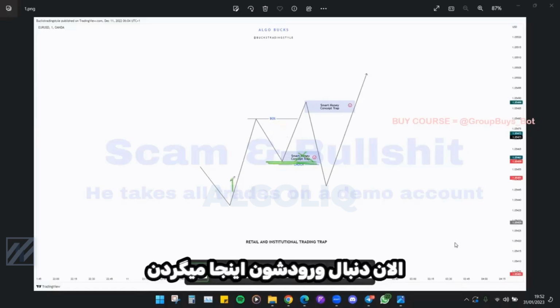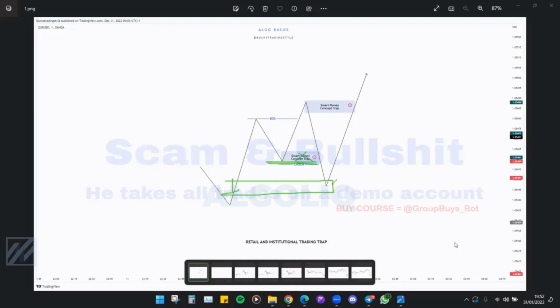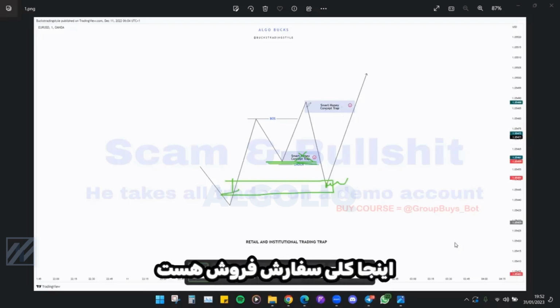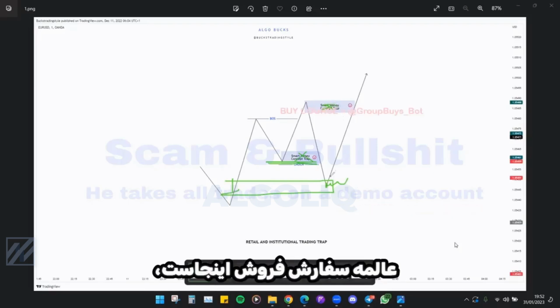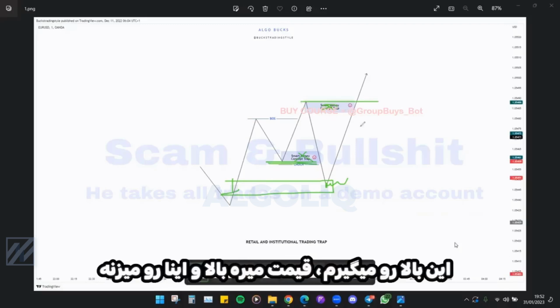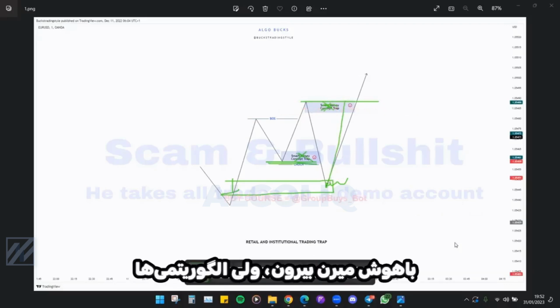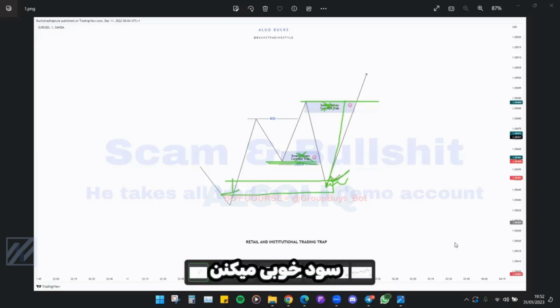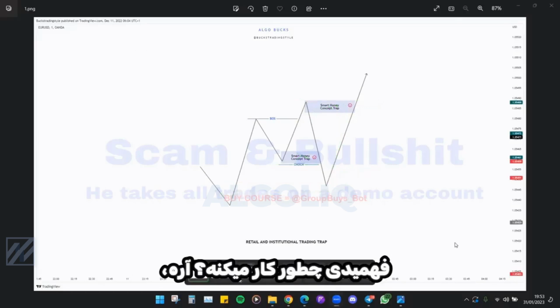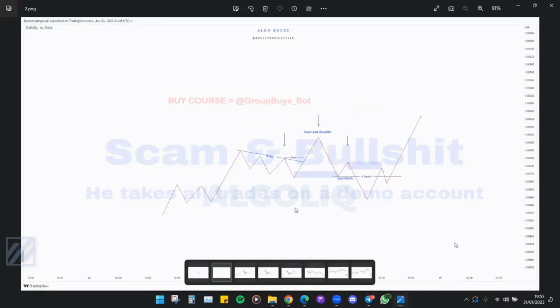So now they are going to look for their entry right here. They're going to take their buy, and they know there'll be a bunch of sell orders right here. So they are going to target this high, and price is going to take them out. So now the smart money traders are out, but the algo traders are going to take good profit from this trade. Do you understand how this works? All right. So now let's look at what we have next.